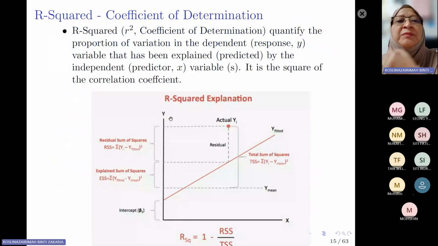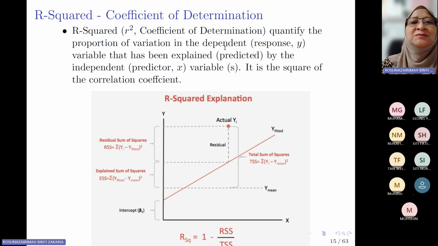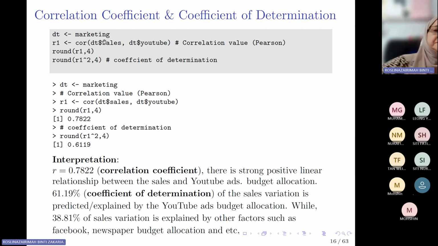Okay, so what do we mean by R squared? The coefficient quantifies the proportional variation in the dependent variable that has been explained or predicted by the independent variable. It is the square of the correlation coefficient. So this is the diagram to explain the value of R squared. If yi is the actual, observed value, we can find the total sum of squares, and that is how we calculate the residual and so on. Okay, the residual sum of squares is used to calculate R squared.